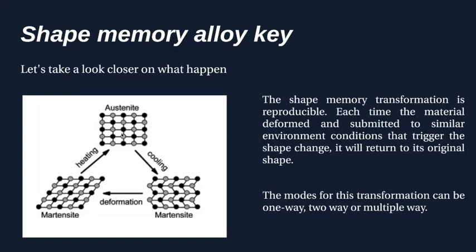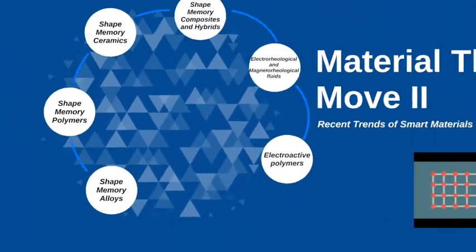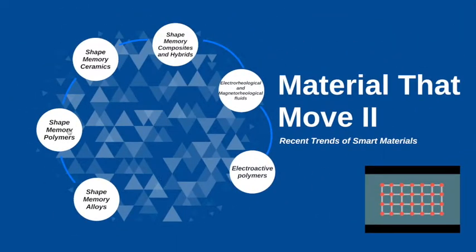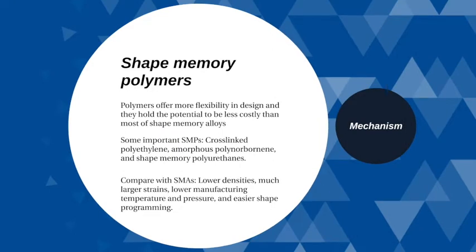It has fixed structures, or fixed shape. Fix the shape here and here. So that's the alloy. And then for the polymers, they have more flexibility in design, and because they are less costly than the alloy, they have many possibilities and variations.